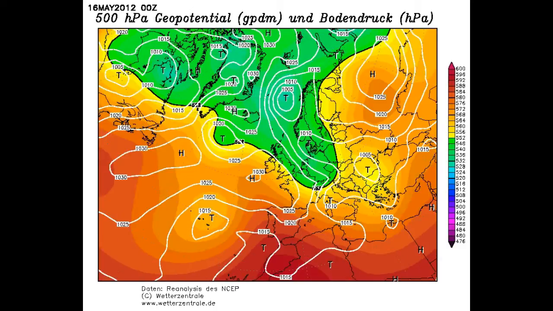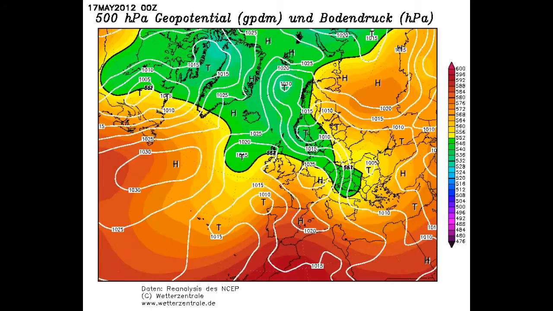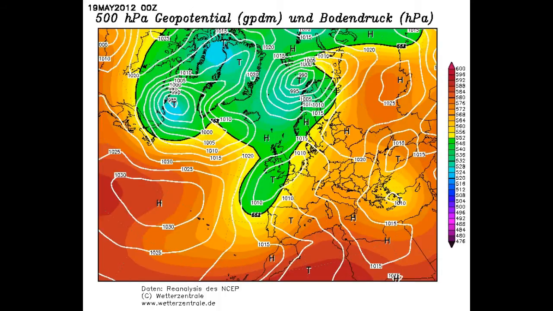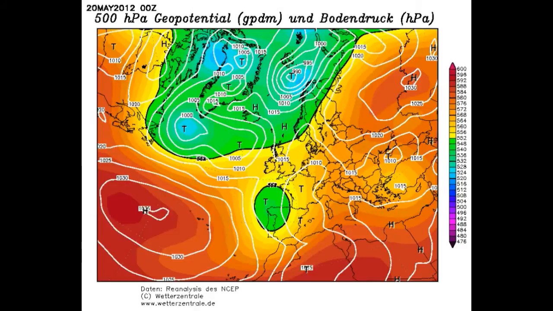Then around the 15th, 16th, the high pressure actually has another go. But again, it's pushed out of the way on the 17th by another low, which brings more rain and wind in on the 18th and the 19th. Then on the 20th, we actually see quite a bit of a change.